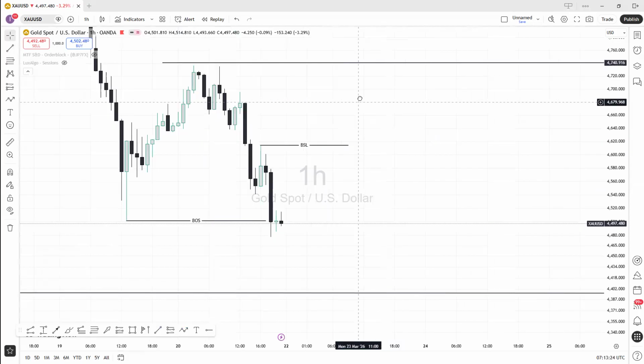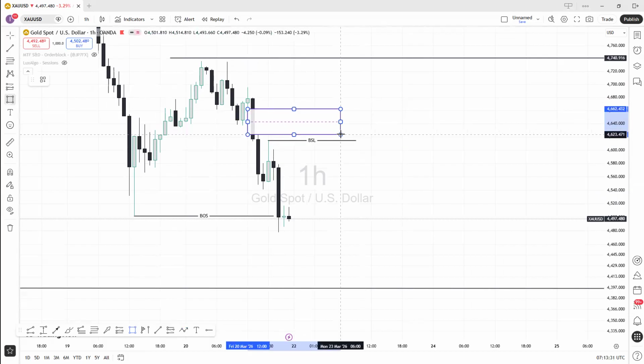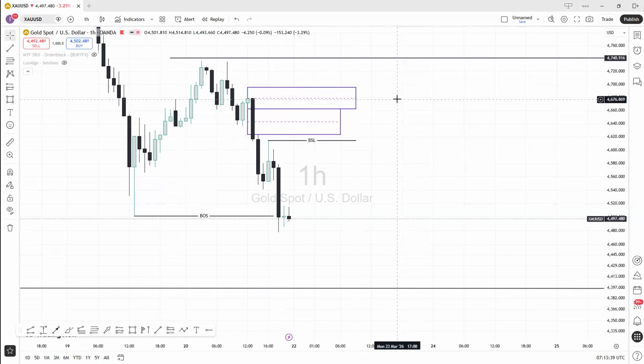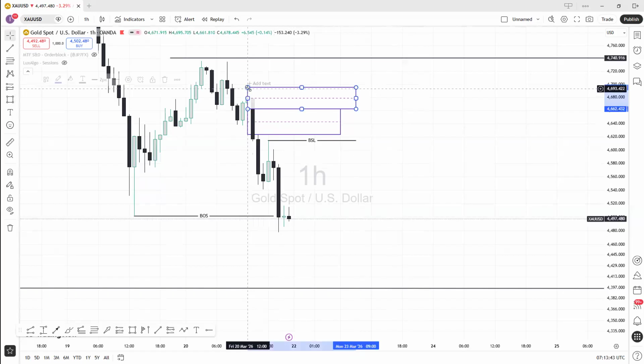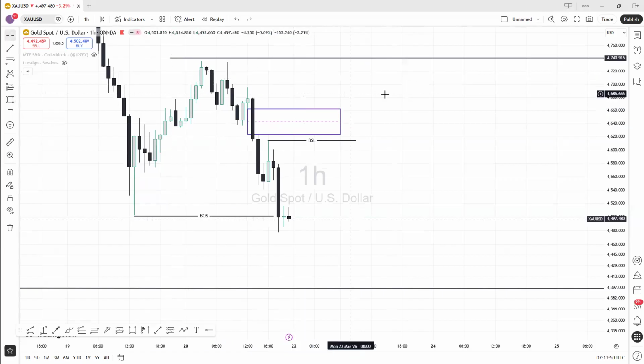That buy side liquidity on here. Also, there is a fair value gap here. There is a fair value gap here. Also above that area, there is an order block. There is another order block here. So we have multiple points of interest on the higher time frame.